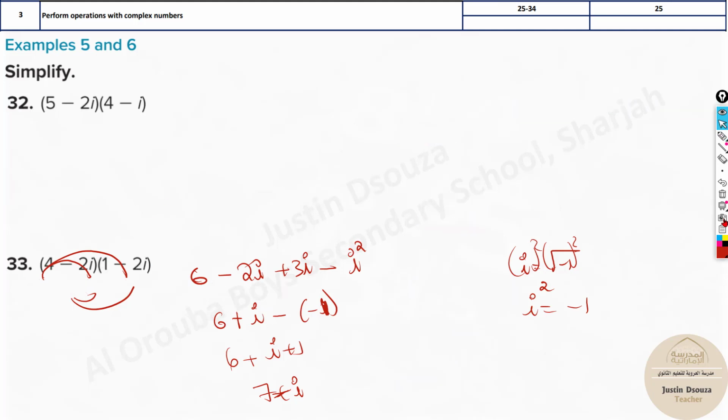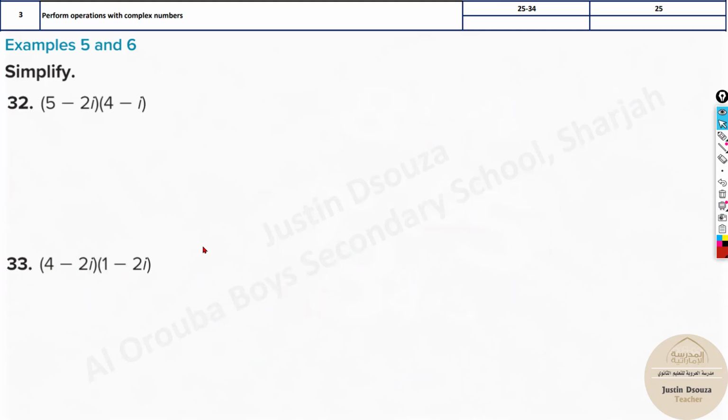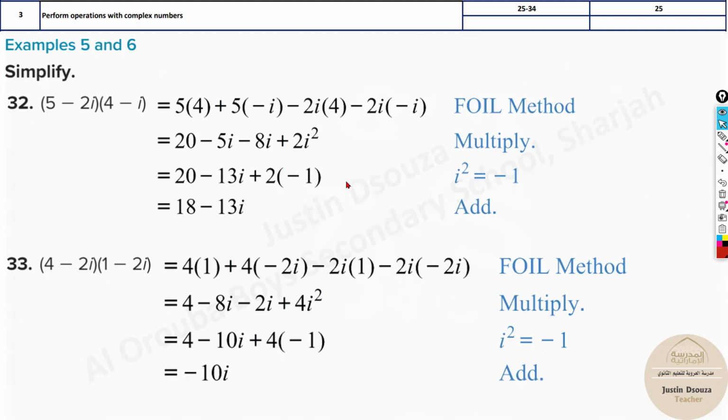So if it's multiplication, it's very easy. Just do the FOIL method and you can see the answers. Do it by yourself and then check the answers over here.